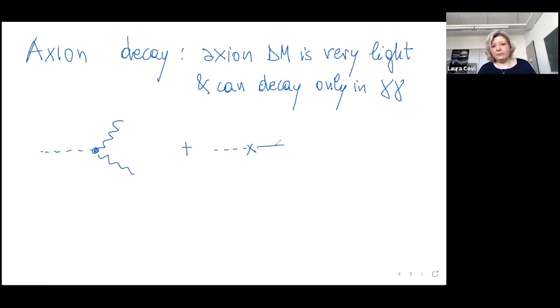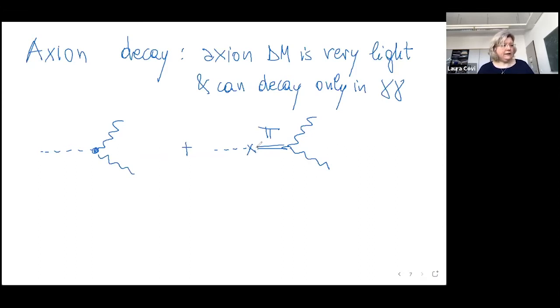So let me write the pion differently because it's a composite field. And of course, the pion also decays into 2 photons. So in that sense, even if you started with a model where the additional Peccei-Quinn charged fields do not have any electromagnetic charge, so that you would not generate this coupling, you do generate this anyway. So at the end, you have generically a decay of the axion into 2 gamma.